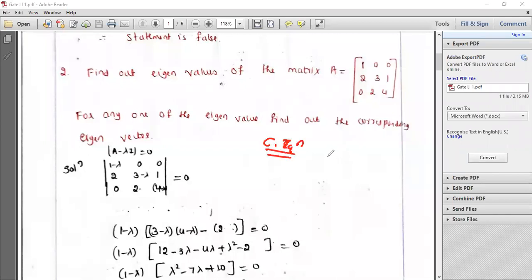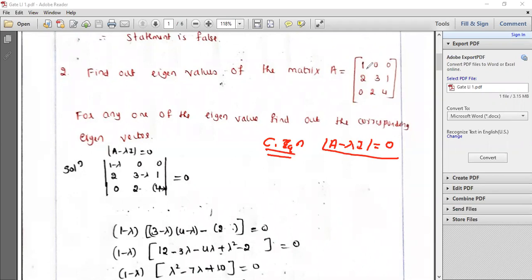What is the characteristic equation? If we have the matrix A, then determinant of A minus lambda times I is equal to 0. This is the characteristic equation. So by using this characteristic equation, we can find out the value of lambda. Lambda is nothing but the eigenvalue. So now let us find out this eigenvalue.